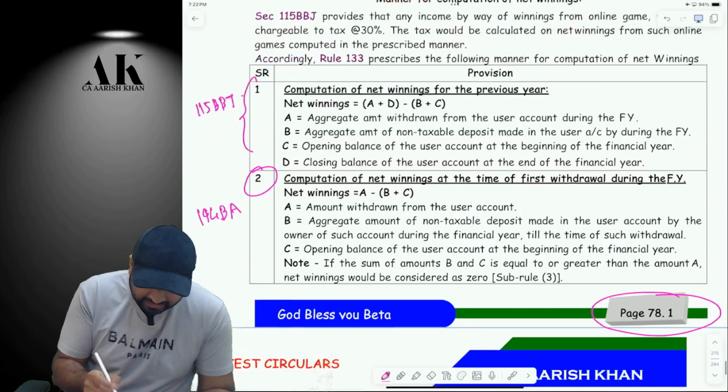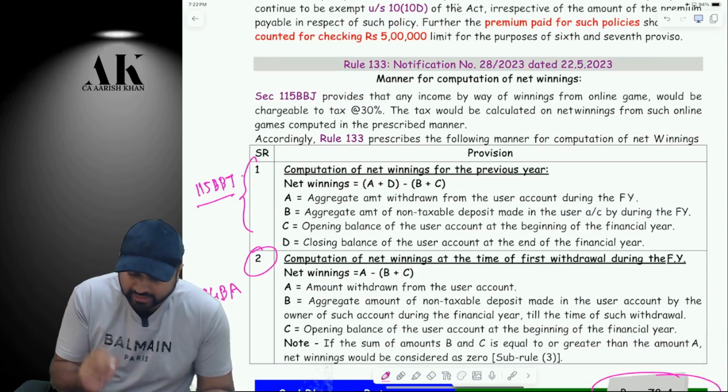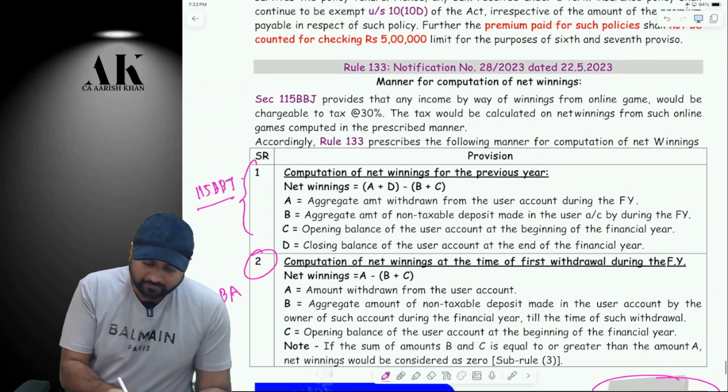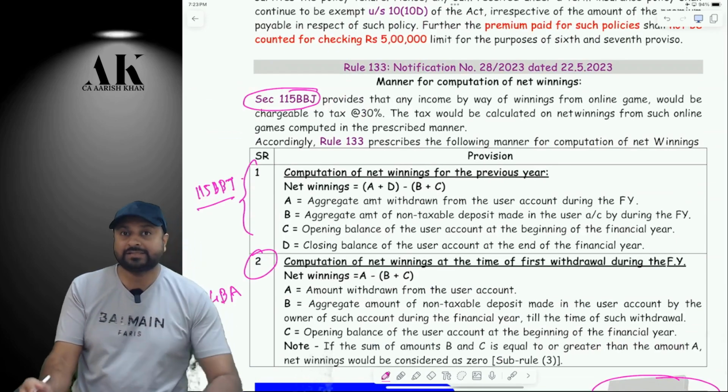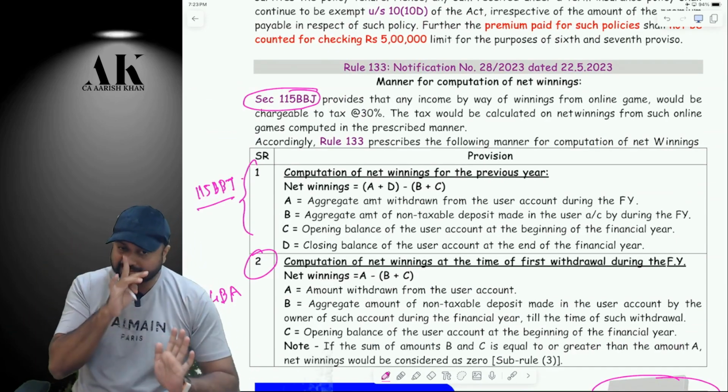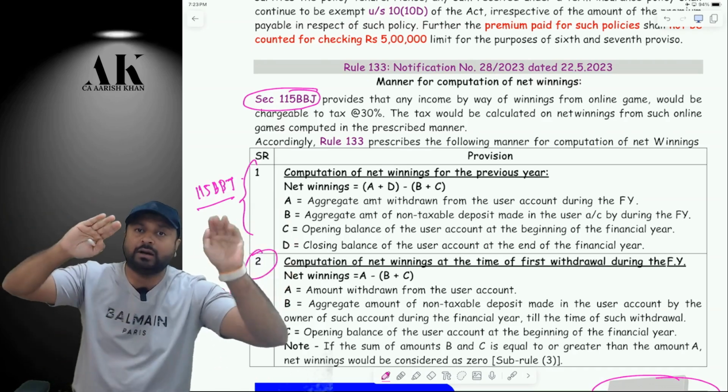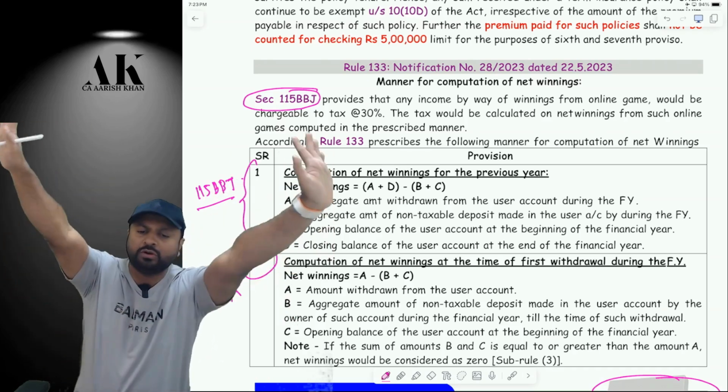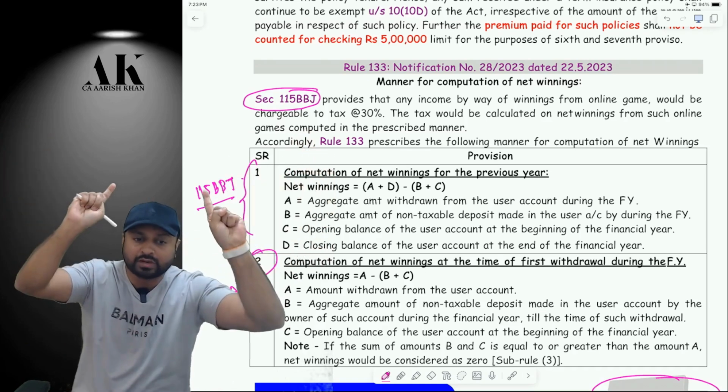Now just wait. Let us first compute the net winnings. How to compute net winnings? When 115BBJ came, CBDT itself said that we will prescribe a rule later on for how to compute net winnings.